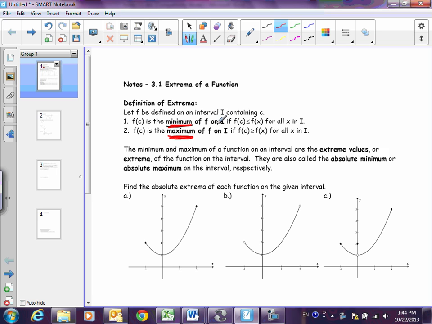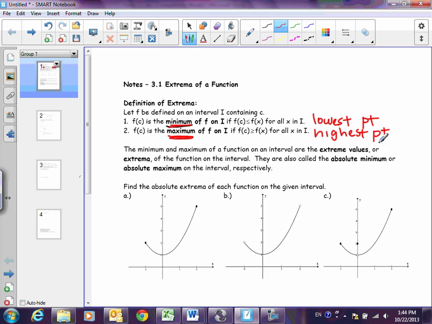We're not going to really be talking about minimums and maximums of an entire function, just usually a part of the function. And f of c, c here is an x value. f of c is the minimum when that point is the lowest point. That should make sense. The minimum is the lowest point. If f of c is greater than or equal to f of x, then f of c is at the highest point.